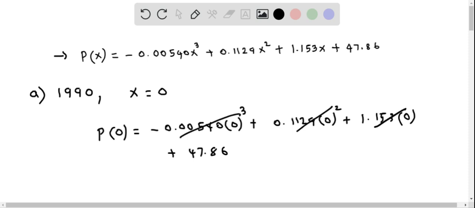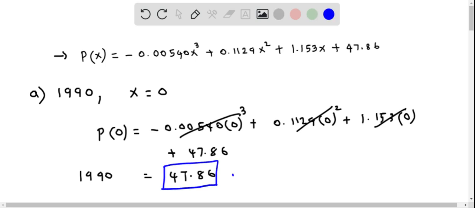So the only number left on the right side is 47.86. So therefore we see that the number of US travelers to other countries in year 1990 equals 47.86 million. We can round this to the nearest tenth, and when we do that, this equals 47.9 million.